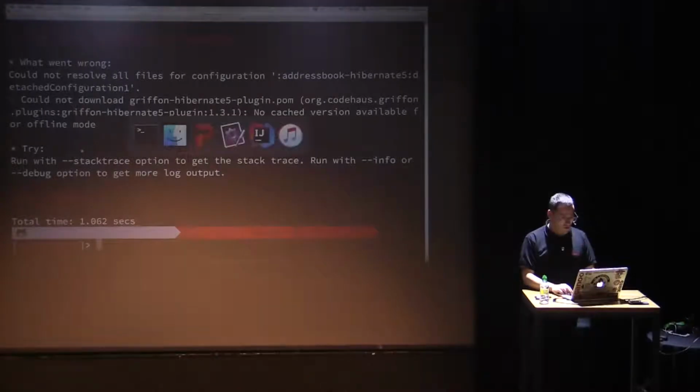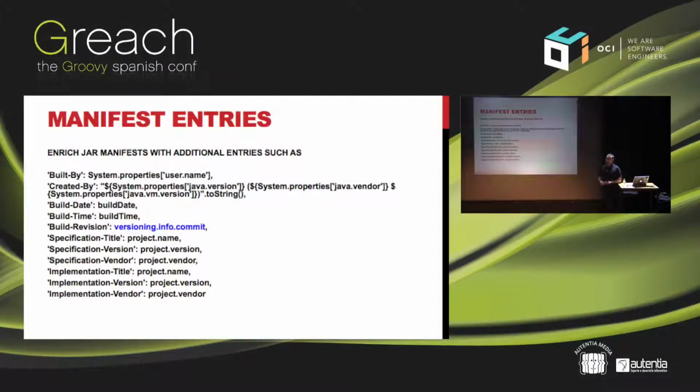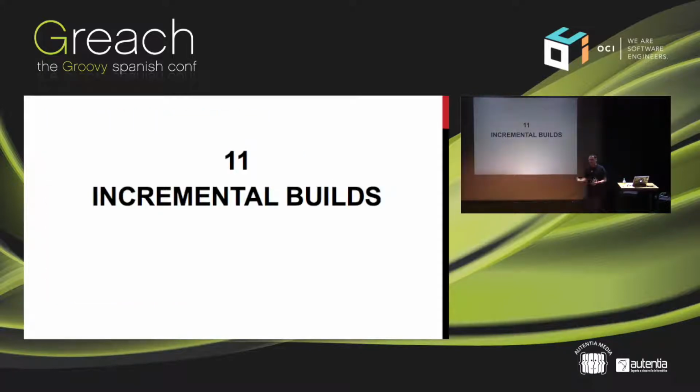Okay, I'm not going to show that one, but usually when you run a project, thank you, network, you see that information that is coming from the manifest, and so it's good for debugging, so you put it in your log files. The next one is incremental builds.